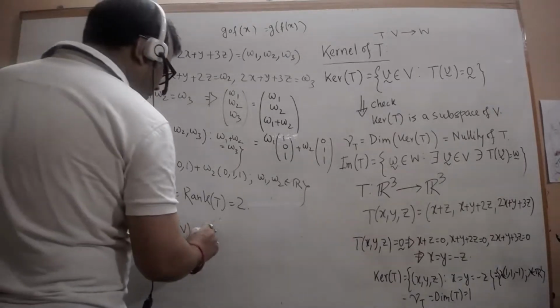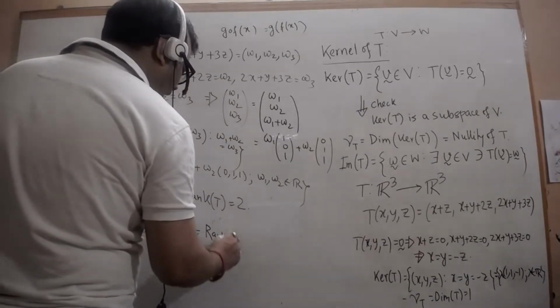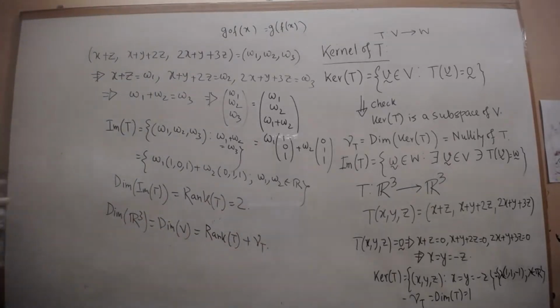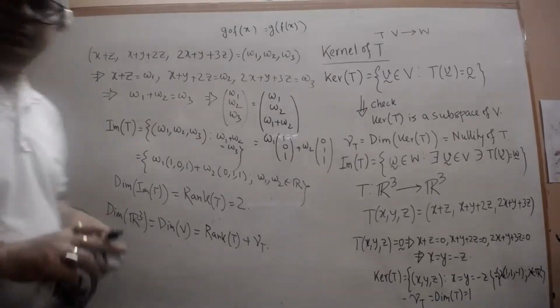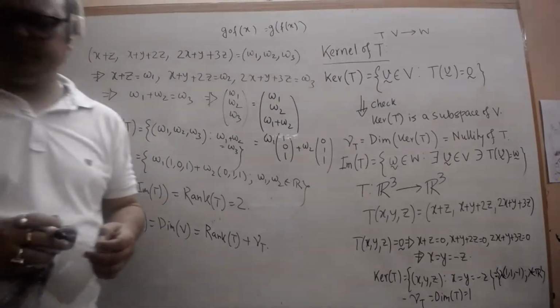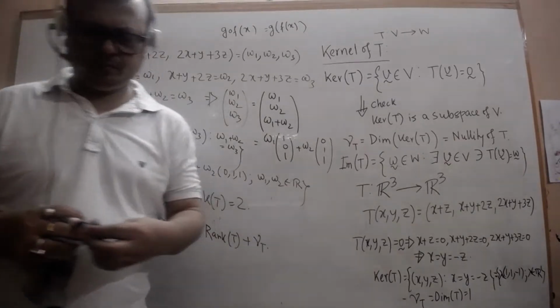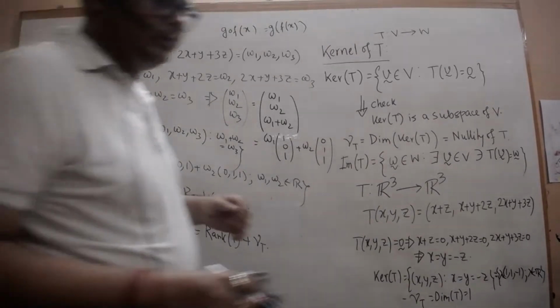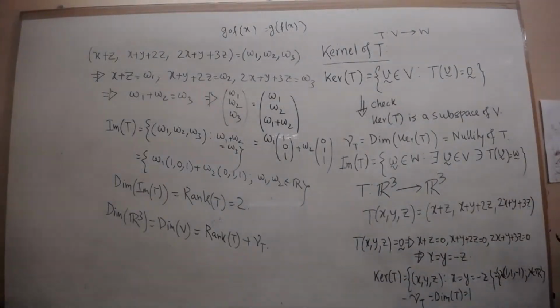Therefore, the dimension of R cube, that is V, is equal to the rank of T plus the nullity of T. So now I am going to put this in general. So please write.